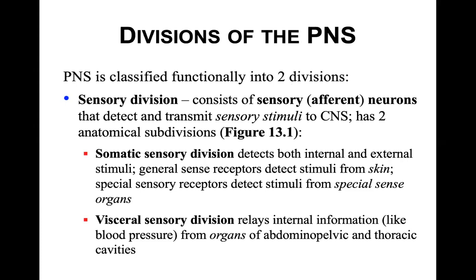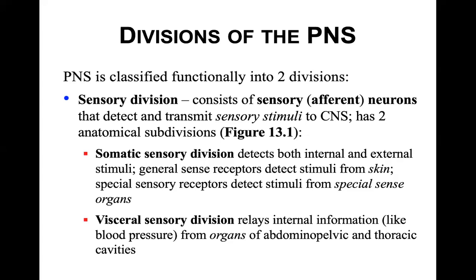The peripheral nervous system is functionally divided into two divisions. We have our sensory division, which consists of the sensory or afferent neurons that detect and transmit sensory stimuli to the central nervous system. It has two anatomical subdivisions. The somatic sensory division, which detects both internal and external stimuli. General sense receptors will detect stimuli, for example, from the skin. Special sensory receptors will detect stimuli from your special sense organs: sight, hearing, balance, taste, smell.